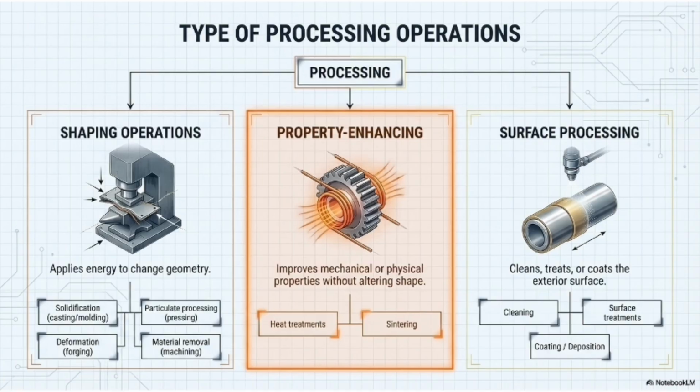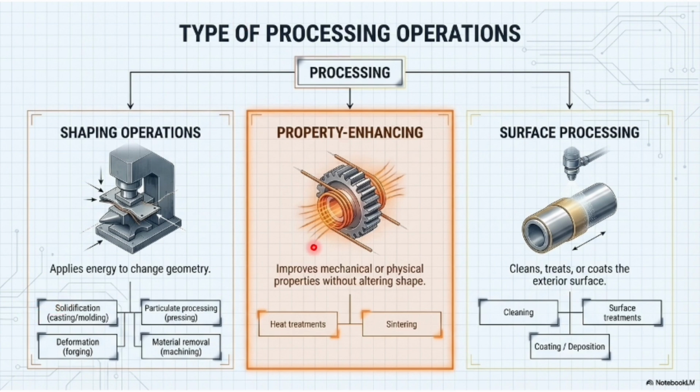Processing operations can be grouped into shaping operations, property enhancing operations, and surface processing. First, shaping operations change the geometry of the material. So this includes casting, molding, forging, machining, and similar processes. These are used when we want to create the desired form or dimensions.